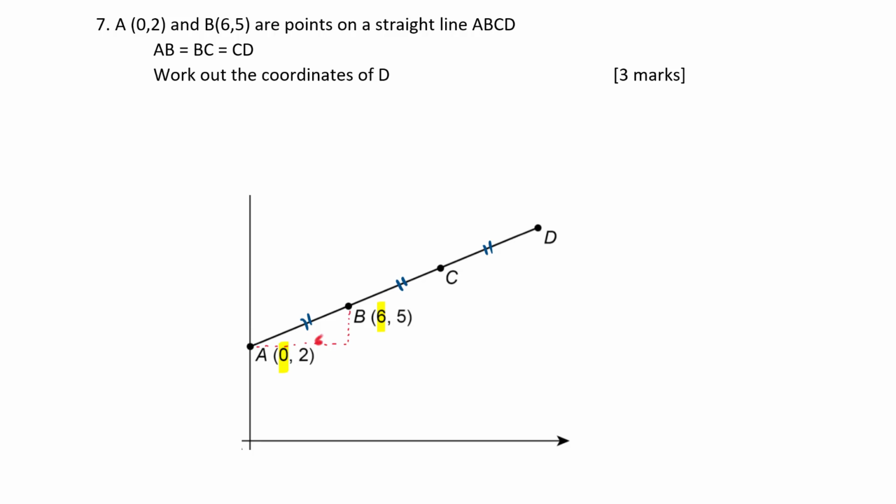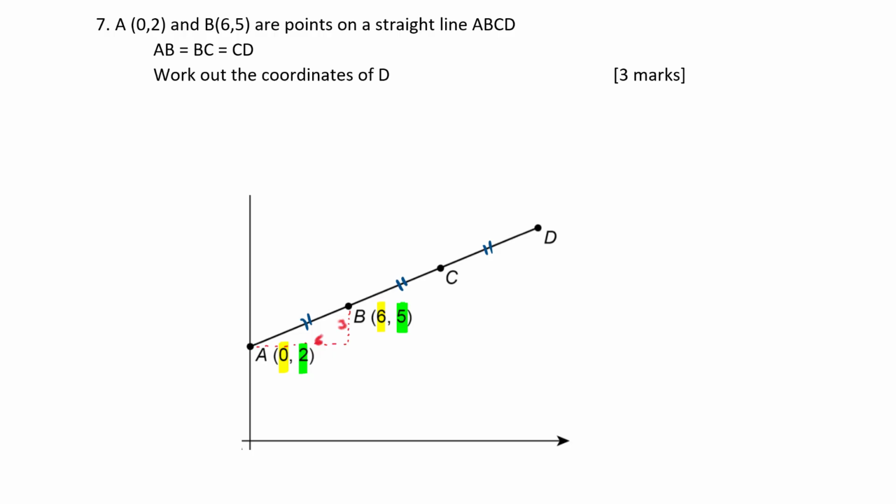And looking at the y coordinates, 2 and 5, tells me that the distance in the y coordinates, 5 subtract 2, is 3. So from A to B we're going 6 units along and 3 units up. Okay, now we want to work out the coordinates of D.